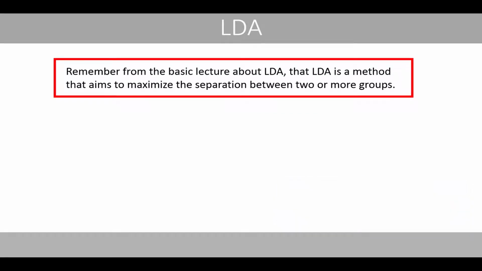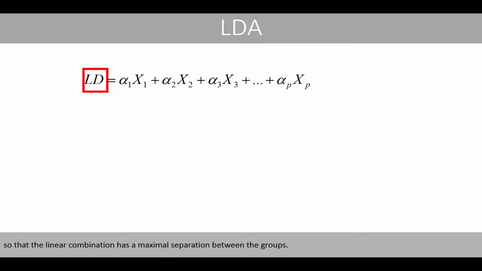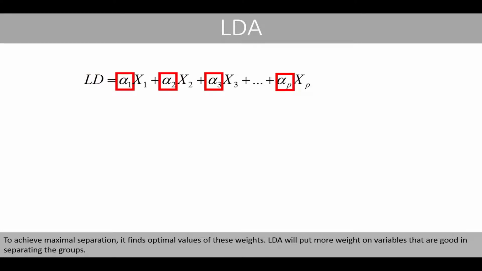Remember from the basic lecture about the LDA that the LDA is a method that aims to maximize the separation between two or more groups. The method combines variables so that the linear combination has a maximal separation between the groups. To achieve maximal separation, it finds optimal values of these weights. LDA will put more weight on the variables that are good in separating the groups.